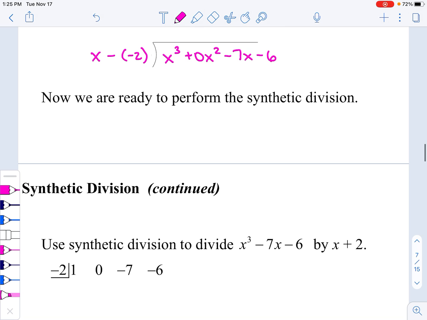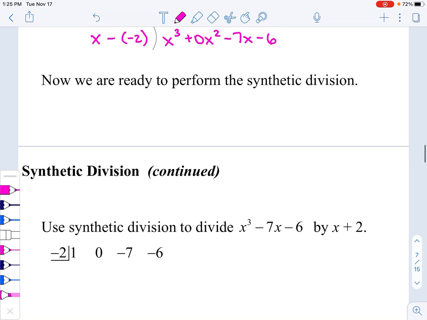So we are going to set it up where this negative 2, the piece that we're dividing by, is going to go in this little kind of L shape over on the side here. And then we're going to take a look at our coefficients. Well, this is an x to the third, which means I have a 1. We have a 0. We have a negative 7. We have a negative 6. Those are all the coefficients of those x values. See where we have a 1, a 0, a negative 7, and a negative 6?